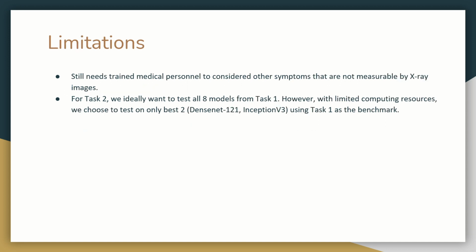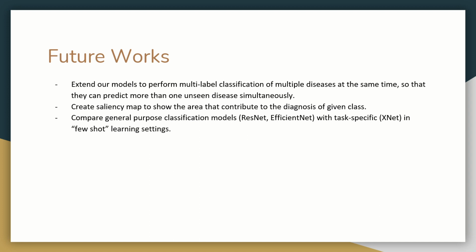Limitation. In the real hospital setting, we still need to train medical personnel to consider other symptoms that are not measurable by X-ray image before finalizing the diagnosis. For task 2, we ideally want to test our 8 models from task 1. However, given the limited computing resources, we choose to test only the best 2, namely DenseNet and Inception, using task 1 as the benchmark. Future work: we can extend from binary classification to multiple class classification, so that we can not only predict whether it's unseen or not, but can also classify known diseases.